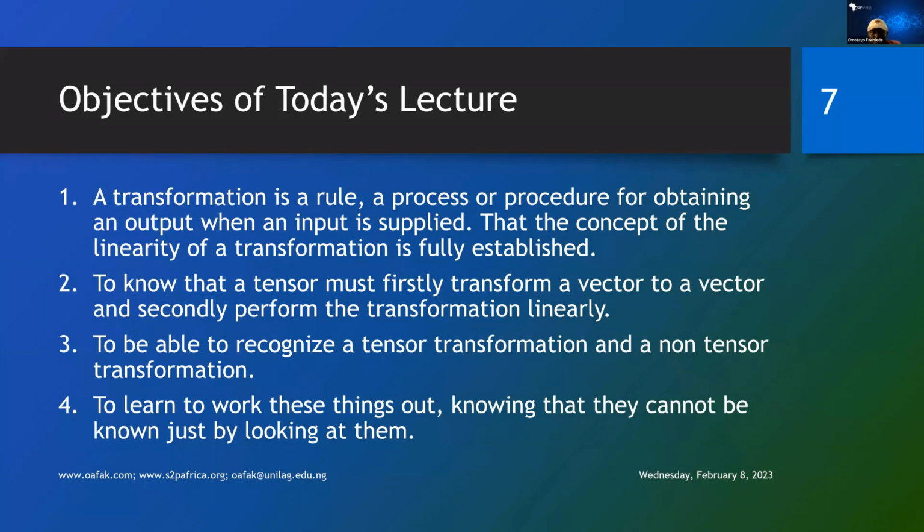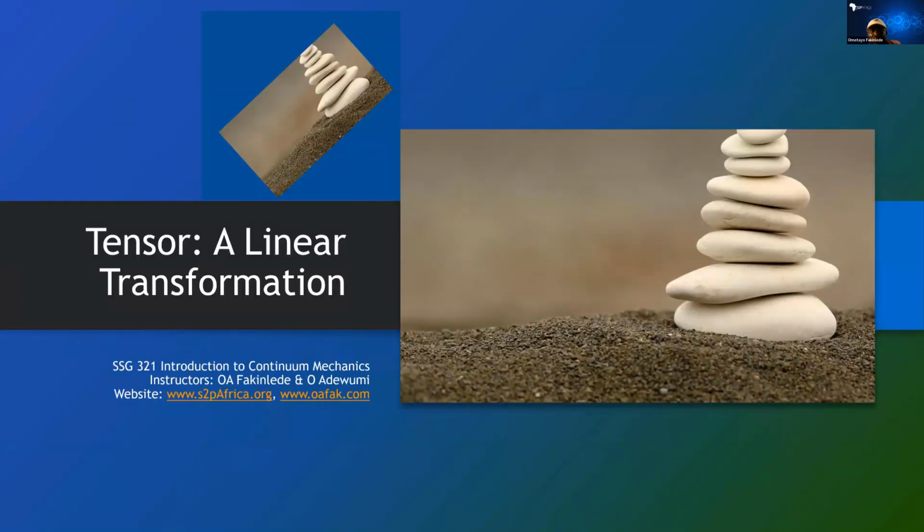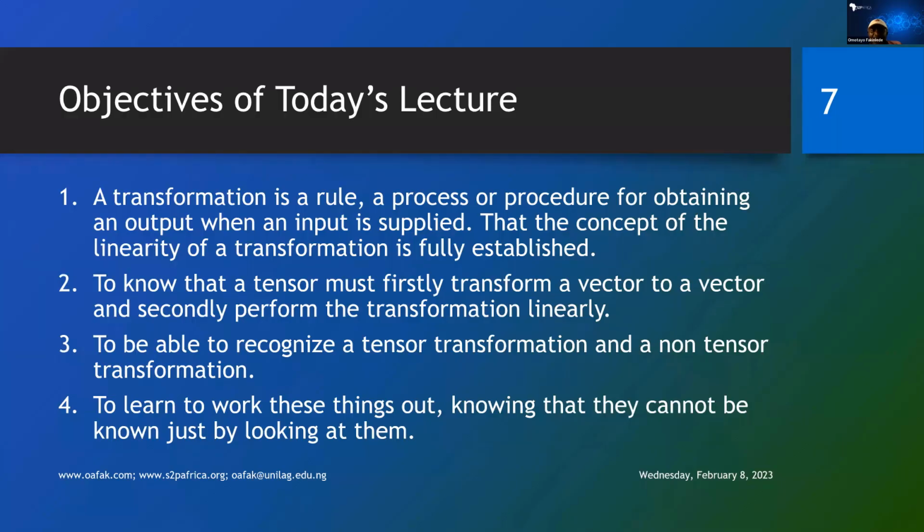For instance, in the case of the picture, you take the picture, you redo the size and you orient it. That is all we have done there. So that is the process or procedure for obtaining an output when an input is supplied. So we can transform all the photographs in our album this way, and we have applied a transformation rule.